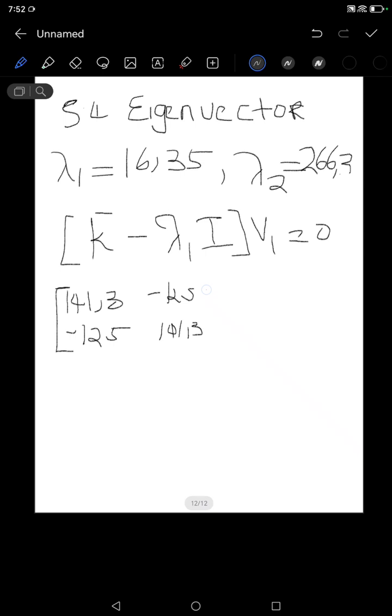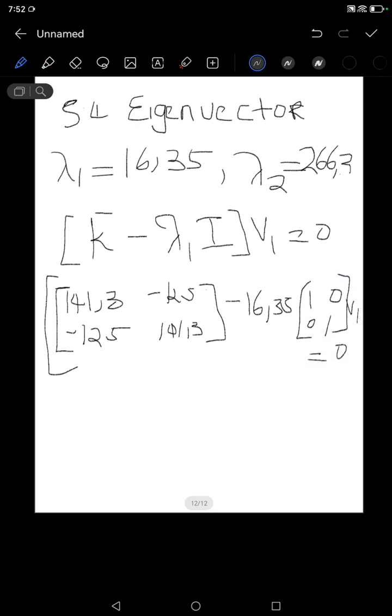141.3, all minus lambda 1. Our lambda 1 was 16.35 multiplied by 1 0 0 1, like this, v1, equals 0. So here on v1, remember we just write v1 and we want a matrix, so we can write our v1 as 1 v21 in a vector form.